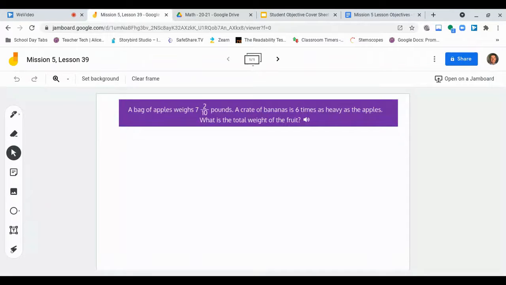Oh, look! What do I see here? It's a word problem. What a coincidence. Not really, it shouldn't be because we just said we're going to be working on word problems today. But anyway, let's take a look at this word problem.